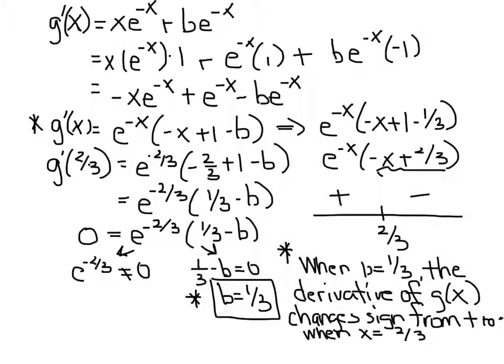Now part C, we have to find the second derivative. Real excited here. So second derivative, g double prime of x. So I'm going to take that first derivative I just found, and I'm going to find its second derivative. So the first derivative, I'm looking at my notes because I just switched pages. Okay, so it's e to the negative x times 1 minus x minus b.